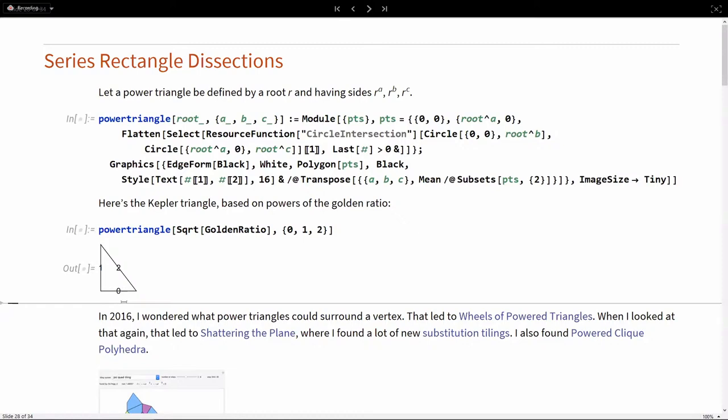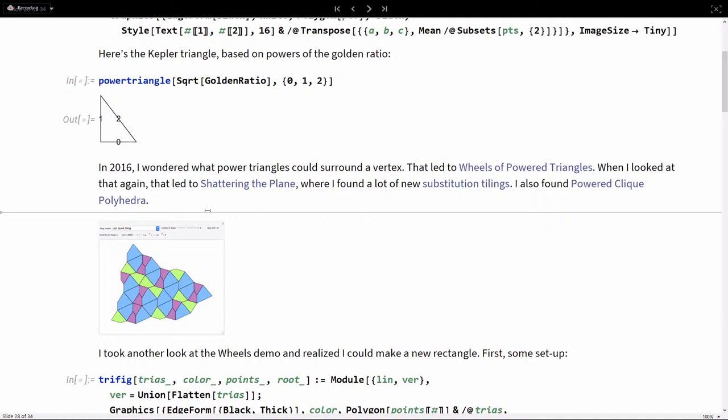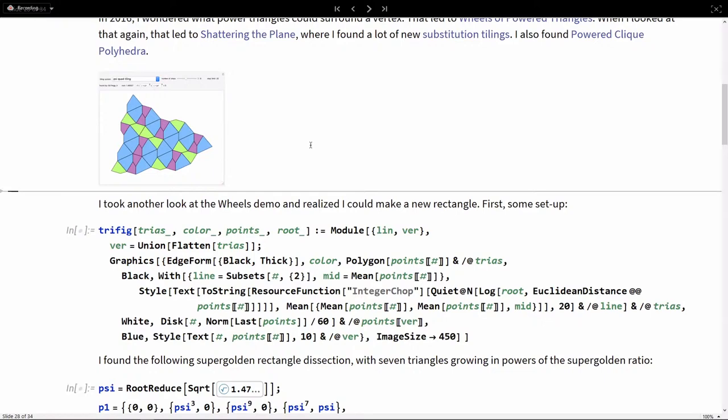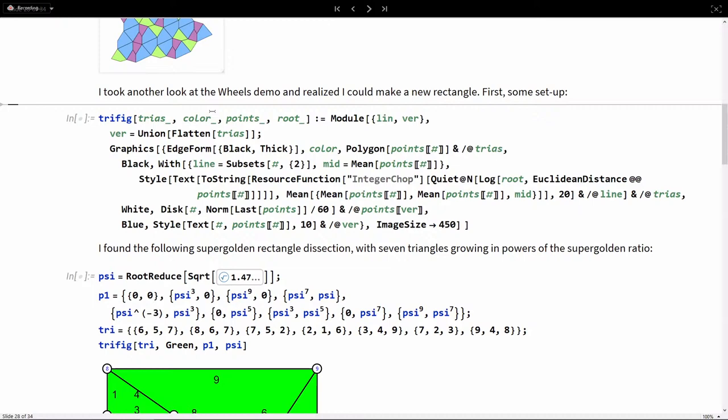And exactly 5 years ago today, it turns out, I managed to find this tiling here as a subset of solutions in my demonstration Wheels of Powered Triangles. And that led to the column I mentioned, Shattering the Plane, which has a lot of new substitution tilings. But I wanted to look at other power triangles recently, and I found some interesting dissections of rectangles of triangles in series.